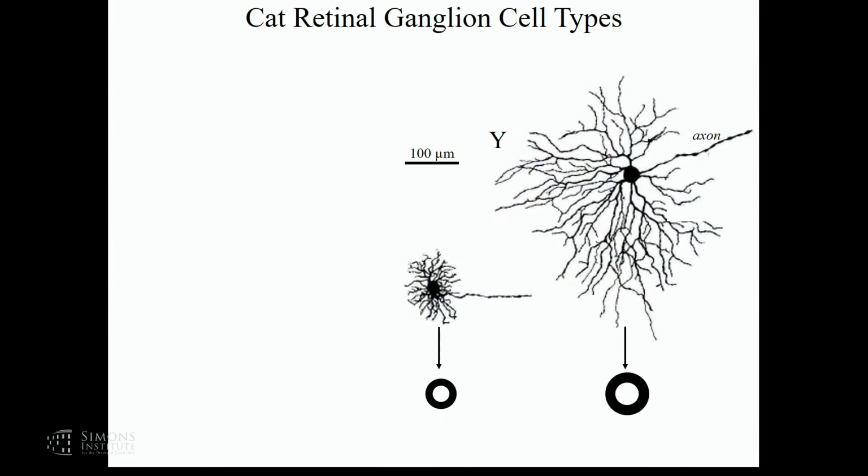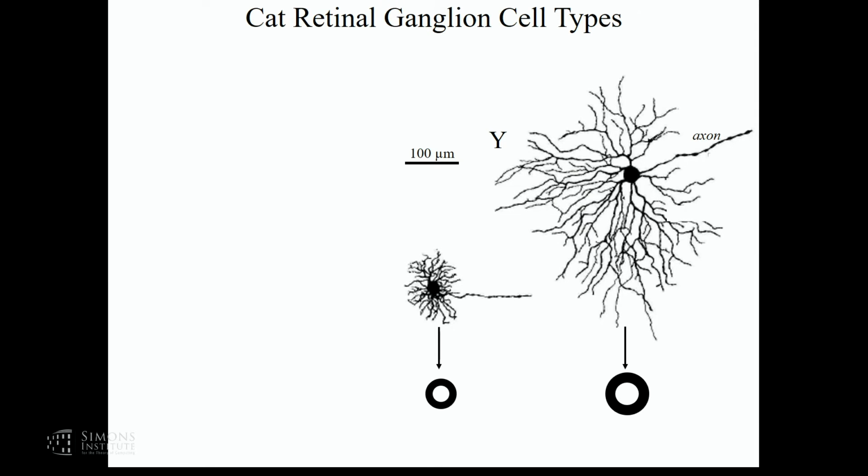If we look at ganglion cell types in the cat, we have different kinds of ganglion cells that have very different morphology and very different physiology. The main ones, the first ones described, were called X and Y. They have different receptive field properties. The Y cells have larger receptive fields, are more interested in motion, in lower spatial frequencies. The X cells seem to be more dedicated to fine details and less interested in motion.